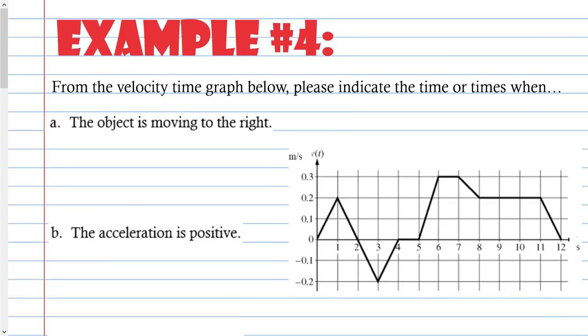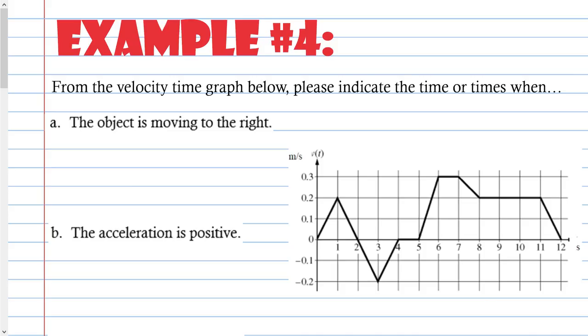Alright, so here's our graph. So we're going to break this down. This is the velocity time graph. So we're going to indicate the time or times when the object is moving to the right. Okay, so as far as the object moving to the right, if you look at your notes from the previous section, 2.2c, the object is moving to the right whenever velocity is positive. If velocity is positive, then it's moving to the right.